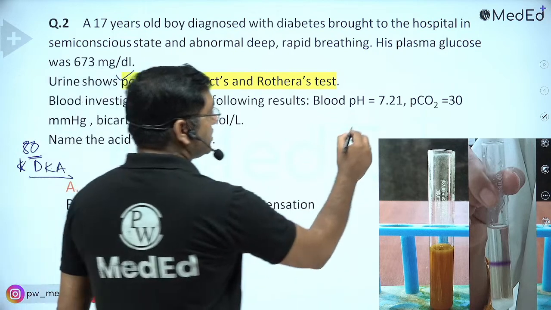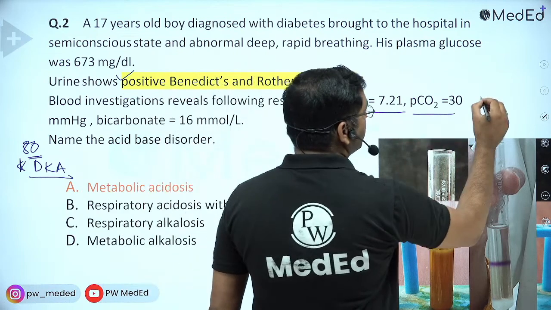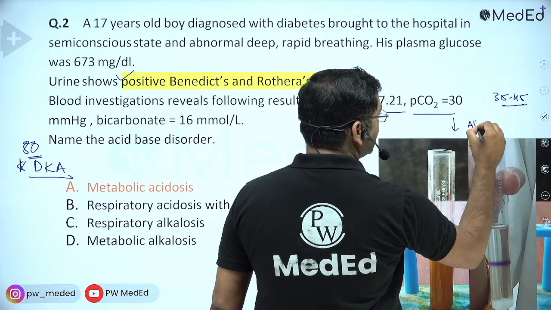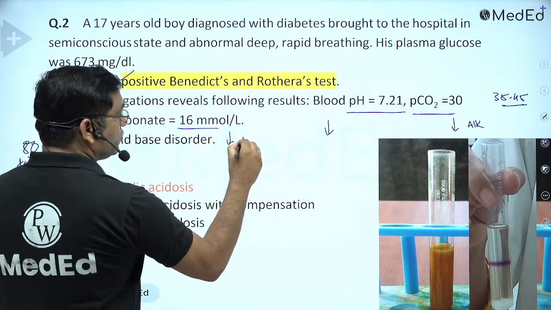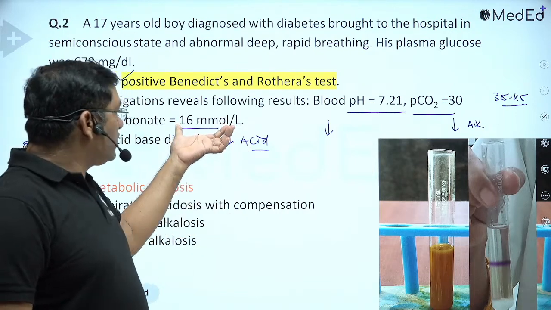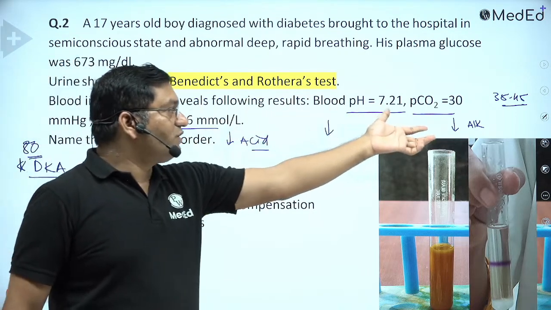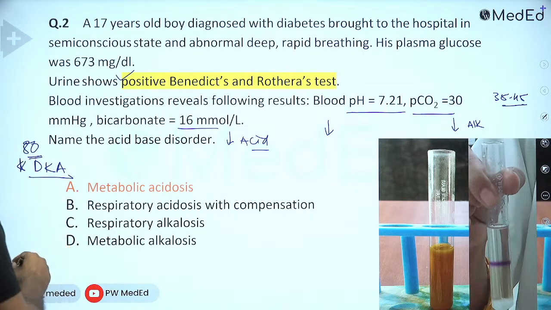Now see, the pH is down, which means acidosis. For PCO2, 35 to 45 is normal; PCO2 is decreased, which indicates alkalosis. Bicarbonate decreased means acidosis. The one that goes with the pH is the primary defect. So here the metabolic component goes with the pH, which means it is the primary defect. It is a metabolic acidosis with compensation. Metabolic acidosis with compensation is the answer, but there is no such option here, so metabolic acidosis is the option.